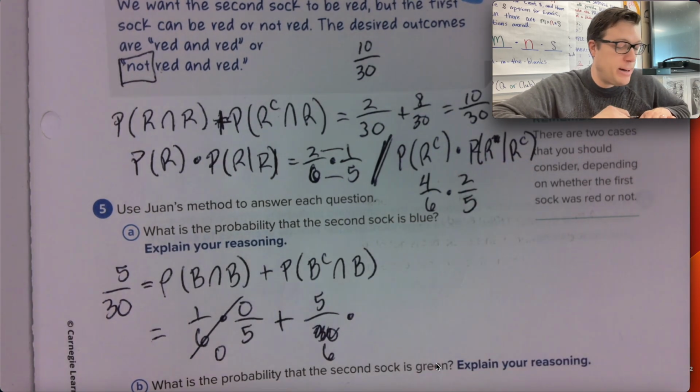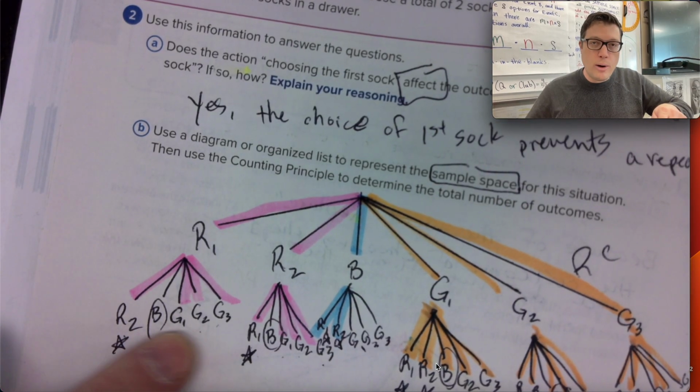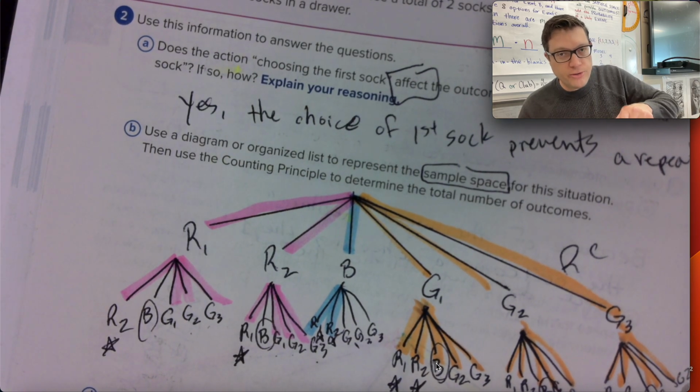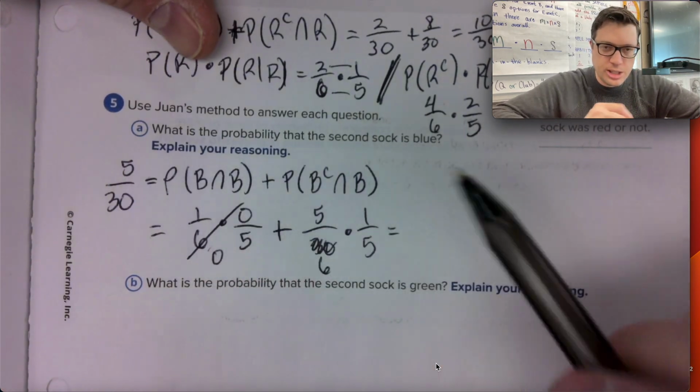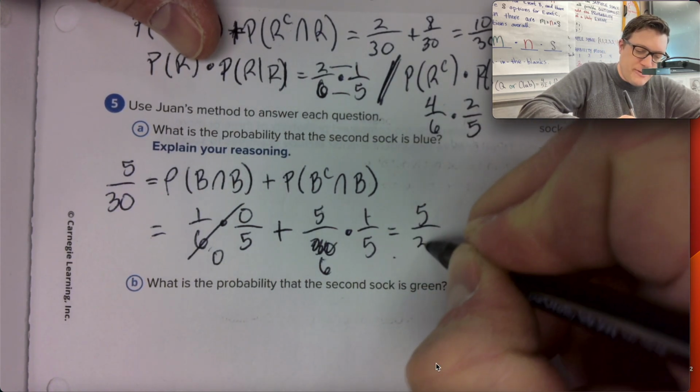And then we're going to multiply by, in the next decision, how many blue socks show up in each of these non-blue starters, but now they're blue for the second sock. It looks like 1 out of 5. And when we multiply the fractions, that's 0, so that's gone. 5 times 1, 6 times 5, it would be 5 out of 30.